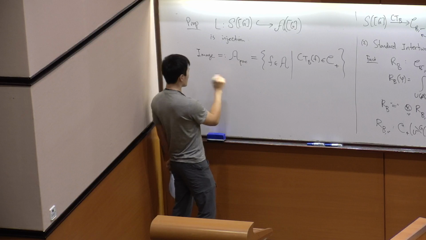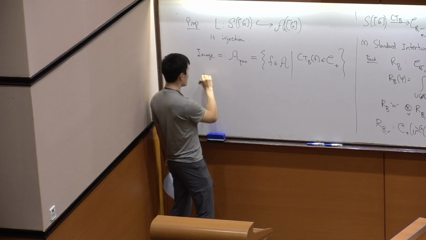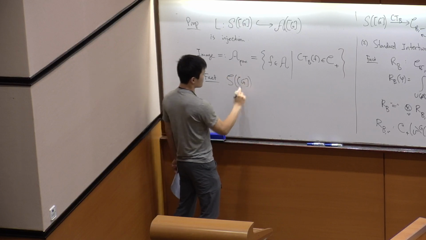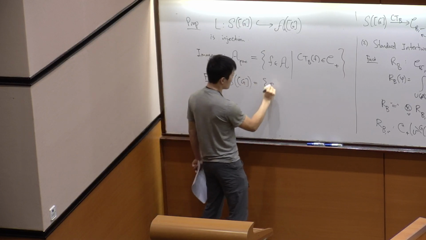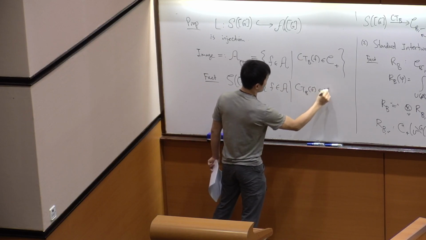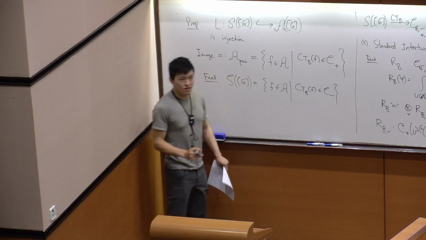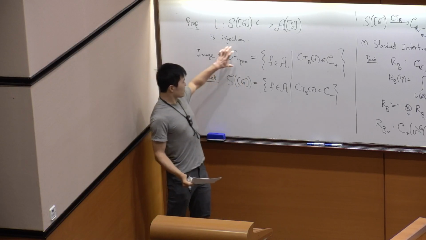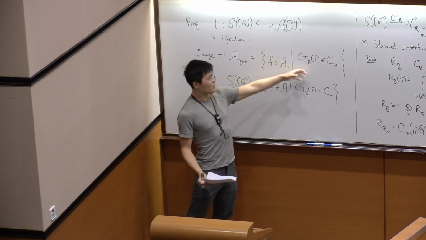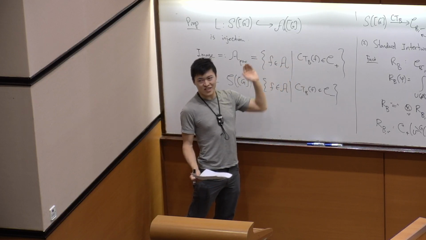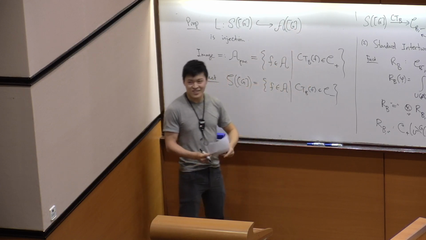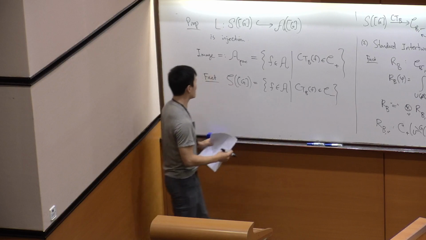So recall, a fact is that for SL2, the Schwartz space can be described as just the functions in A where the constant term lands inside C minus. So somehow A is this subspace where you actually want the constant terms to have behavior near the boundary, but you don't want it to have behavior somehow in the more normal part.